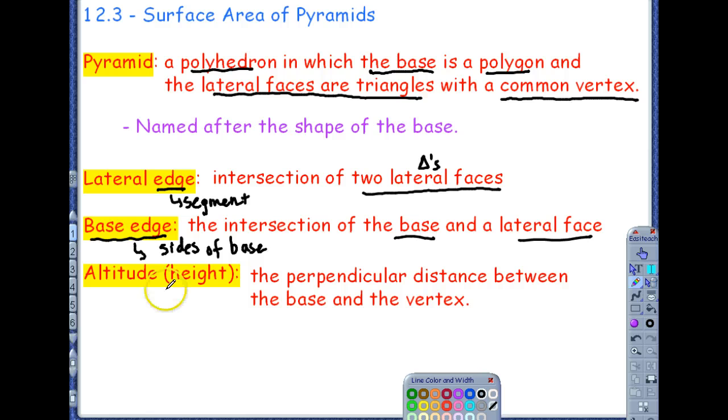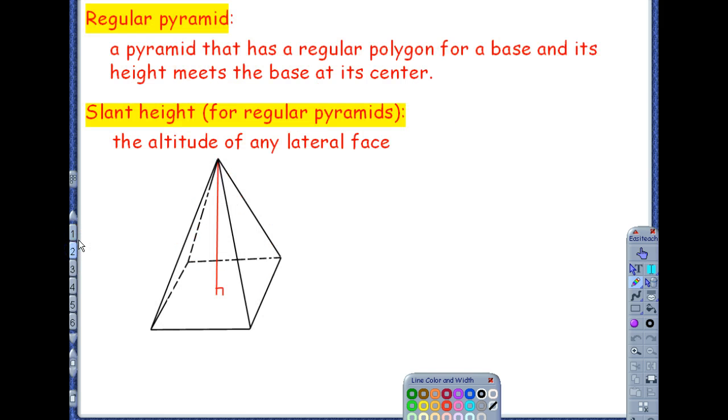Now, altitude or height, we've seen this before. It's still the perpendicular distance between the base and the vertex. So here's the difference. When we talked about cylinders and prisms, you had the perpendicular distance between the two bases. Well, we only have one base. So if we have our vertex, a vertex is a point. If you draw the perpendicular segment to the base from that vertex point, then that's your height or altitude. We're going to see some more vocab and then do some surface area with it.